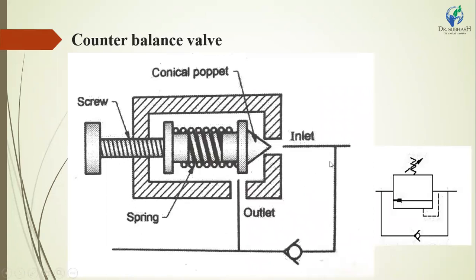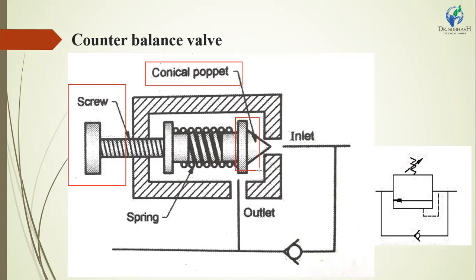Next is the counterbalance valve. This is the counterbalance valve. The component parts are an adjusting screw and a conical poppet. Here one spring is attached. Here the point is the inlet condition and here the point is the outlet condition. This normally looks like a pressure relief valve, but one additional component is given, the check valve.